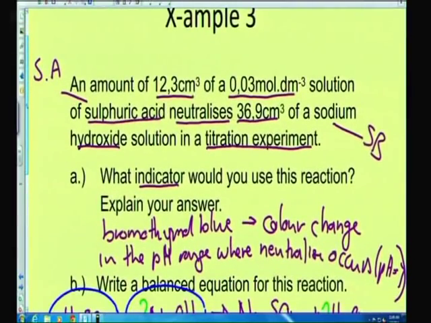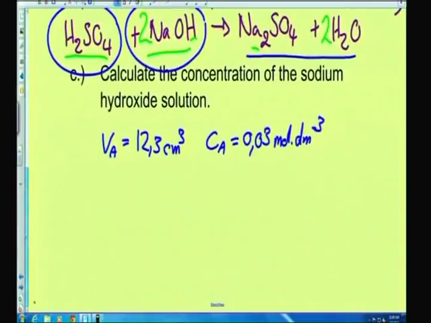The next thing, I'm told the volume of the base, the volume of the basic solution, 36,9 centimeters cubed. So let me write that down. The volume of the base is 36,9 centimeters cubed. Now, I hope you have got this very clear in your heads.